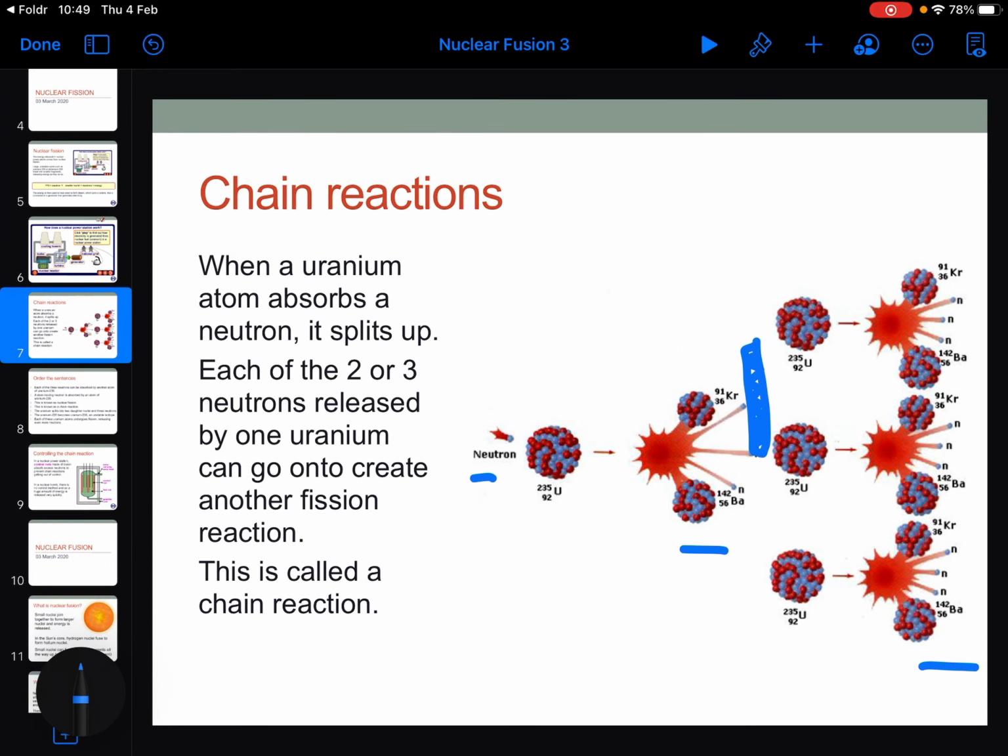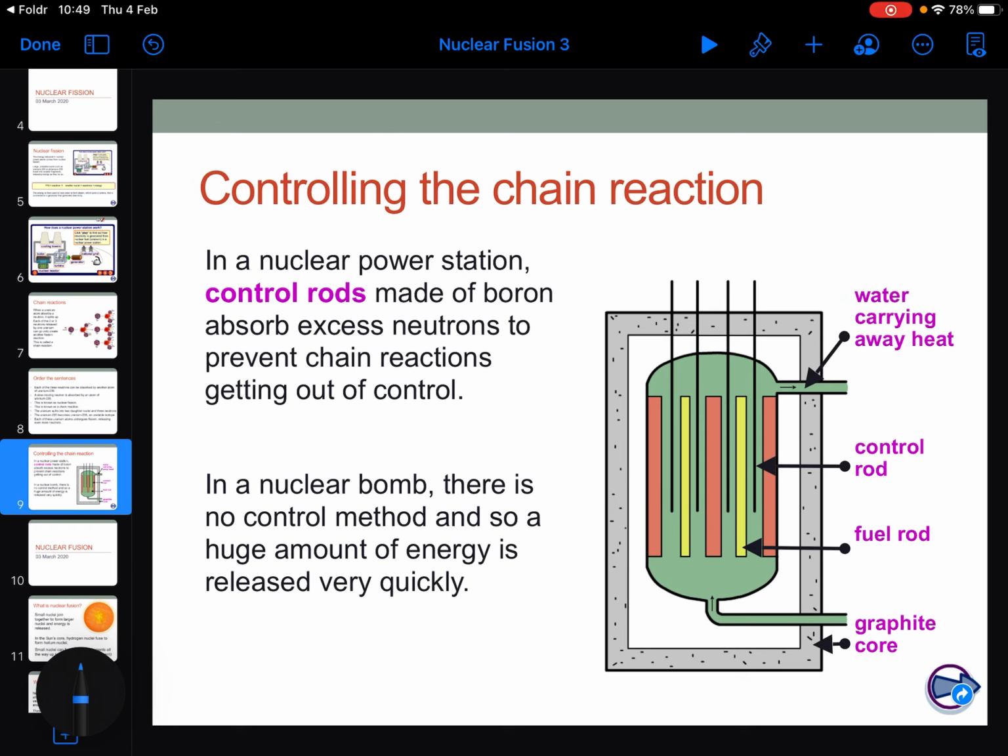So here we go. In a nuclear power station, control rods made of boron absorb excess neutrons to prevent chain reactions getting out of control. In a nuclear bomb, there is no control method, and so a huge amount of energy is released very quickly.